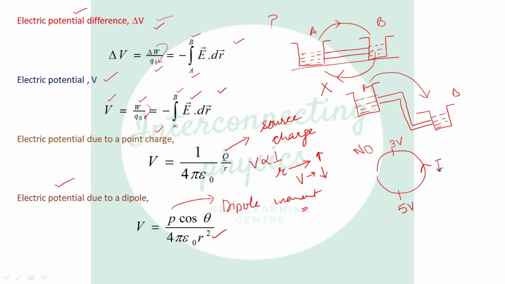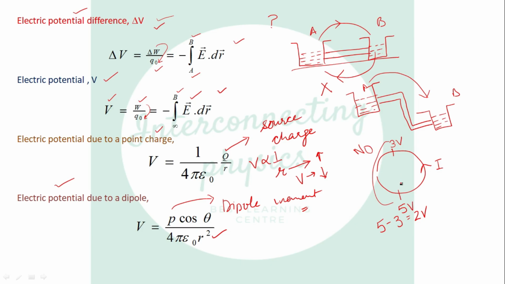Okay, if I is the current, then it will flow from higher potential to lower potential, and this is the potential difference, that is 5 minus 3 equal to 2 volt. This is the potential difference. If we want current to flow through a wire, we have to develop some potential difference across this wire.